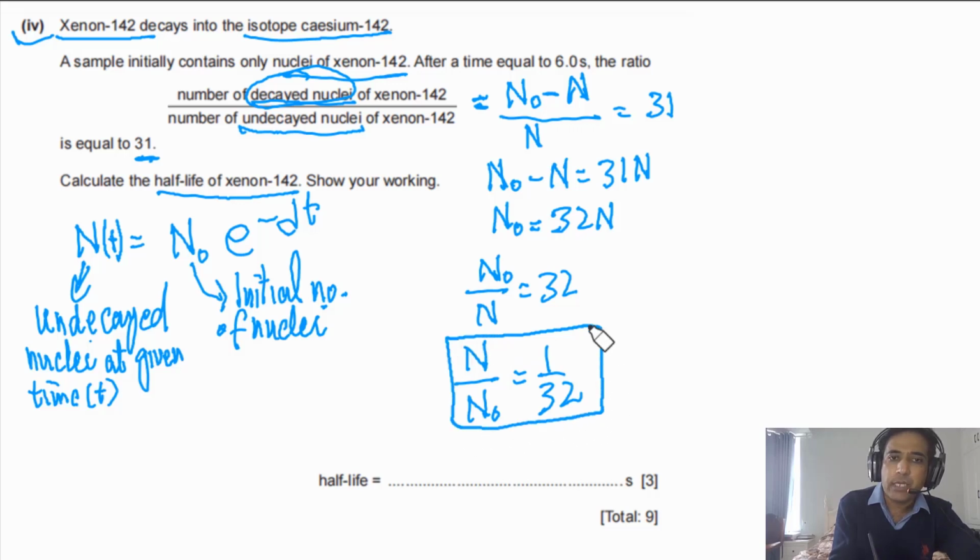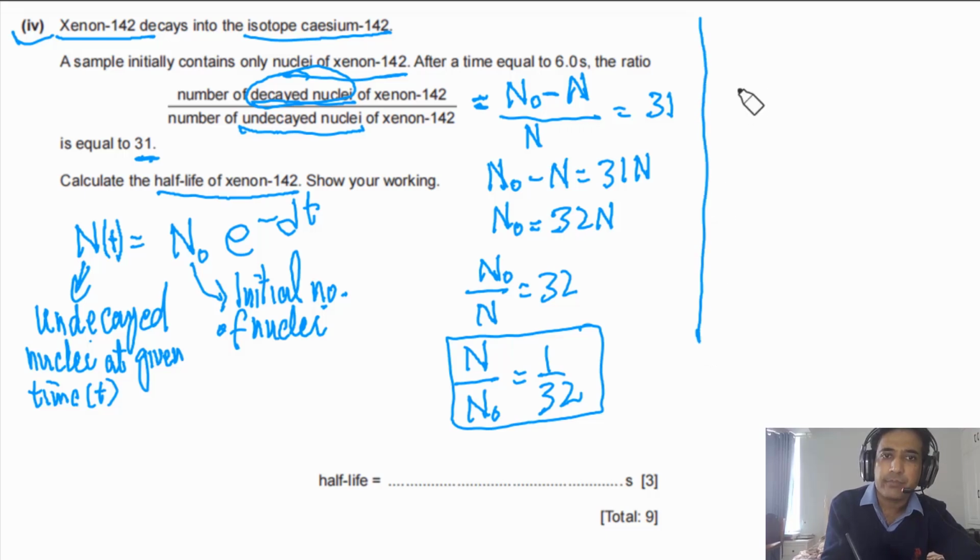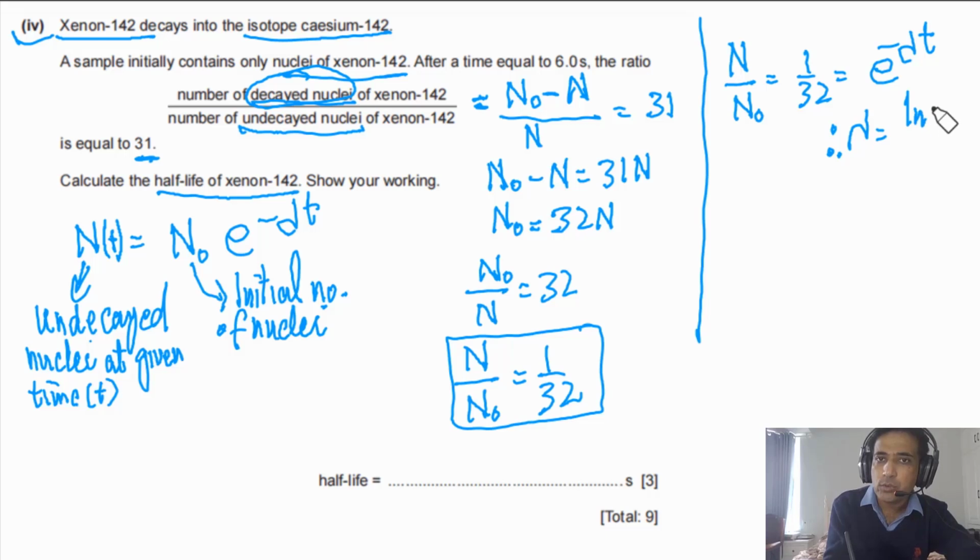Now simply you have to use this formula. So let me write down here. N over N naught is equal to 1 over 32, and this is equal to e to the power of minus lambda t. Lambda is the decay constant. We need to calculate the half-life, so lambda will be equal to ln 2 divided by the half-life t1 by 2. So this is how you can calculate the decay constant.